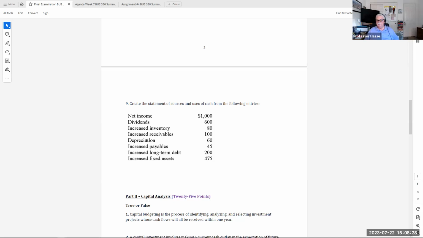Net income, is that a source of cash coming in or a use of cash going out? Dividends, is that cash coming in or cash going out? Tell me what is positive cash flow and negative cash flow in this list of accounts. It refers to the statement of cash flows of a company, which we've looked at.